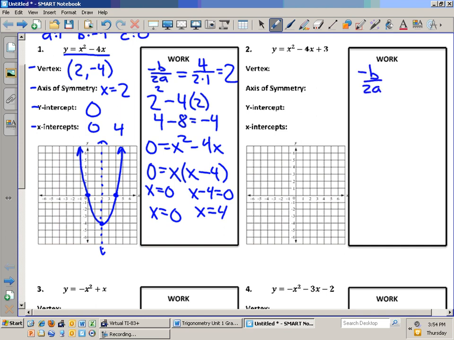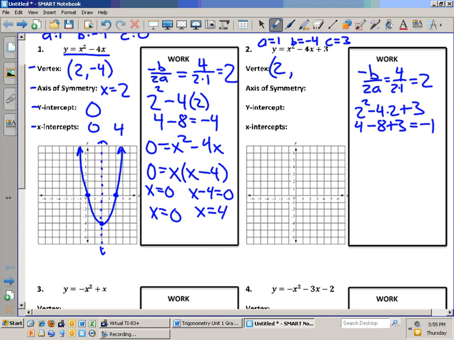Vertex, negative b divided by 2a. A is equal to 1. B, negative 4. And C, 3. Negative b divided by 2a is equal to positive 4 divided by 2 times 1, which is 2. 2 is the x value of my vertex. To find my y value, I plug it back in. 2 squared minus 4 times 2 plus 3 is 4 minus 8 plus 3, which is equal to negative 1. That is the y value of my vertex.